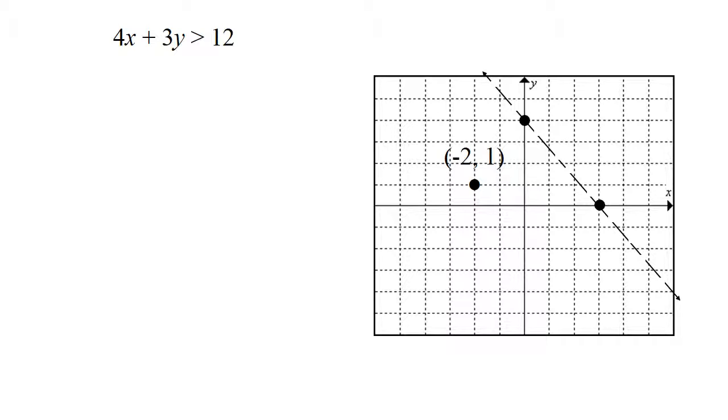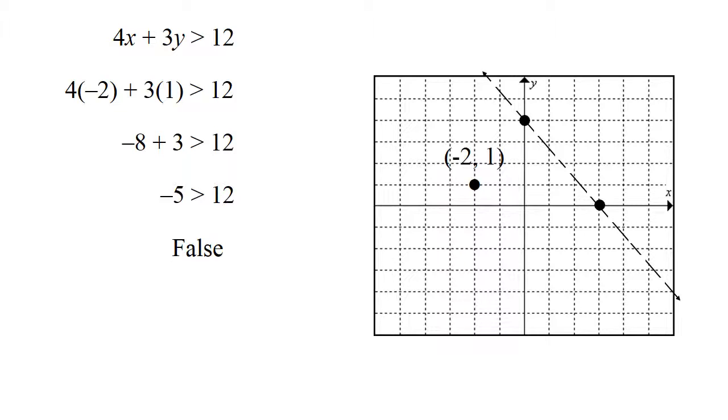So when x is -2, y should be 1. I'm going to substitute that into my original expression for x and y. I'm just going to see if this comes out to be a true statement. So 4 times -2 is -8, 3 times 1 is 3, -8 plus 3 is -5. Is -5 greater than 12? No, that's not a true statement, which means I do not shade the side of the line where I got the (-2, 1) from. So I'm not going to shade the lower left-hand side. I'm going to shade the upper right-hand side. So all of that shaded area, every single point in that area should satisfy this inequality.